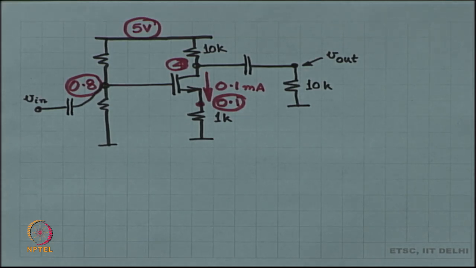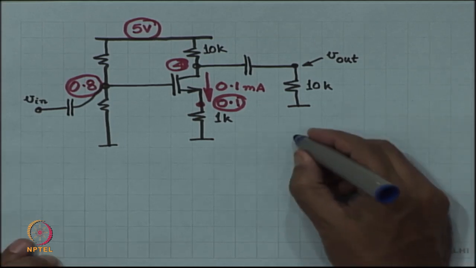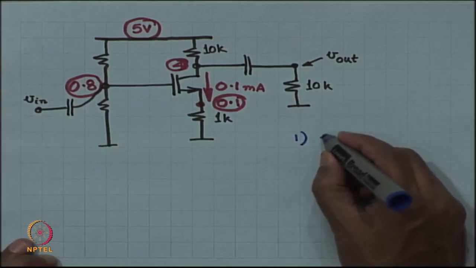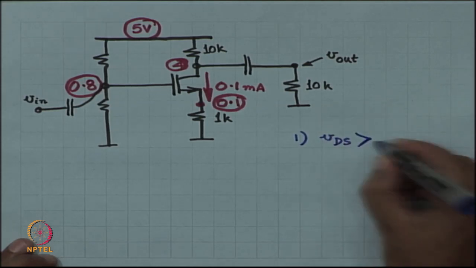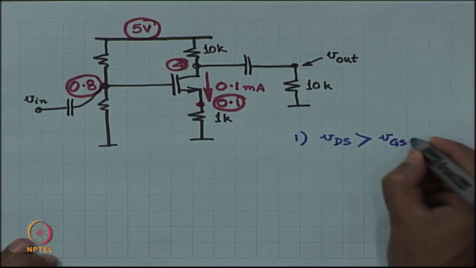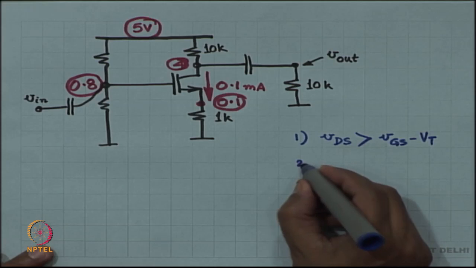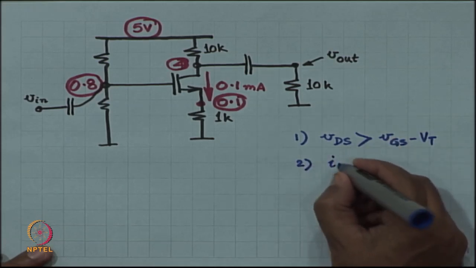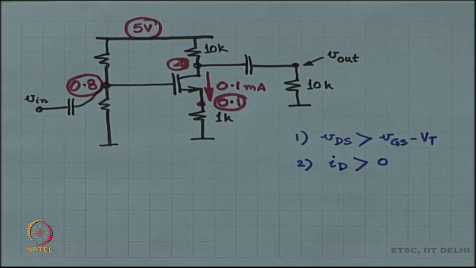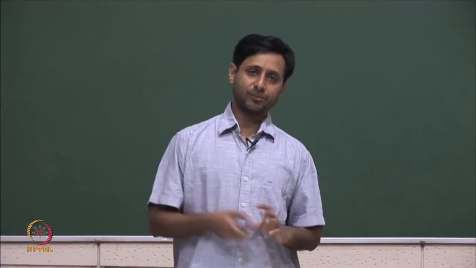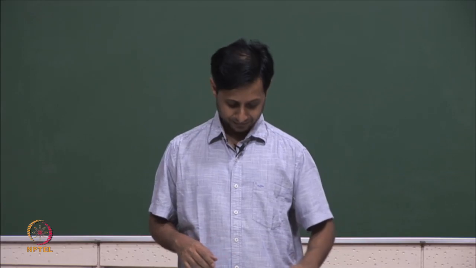Now, when you are evaluating the swing limits, there are two things that you have to be reminded of. Item number 1 is that VDS has to be greater than VGS minus VT at all times. Item number 2 is that ID has to be greater than 0 at all times. These are the absolute currents and voltages.